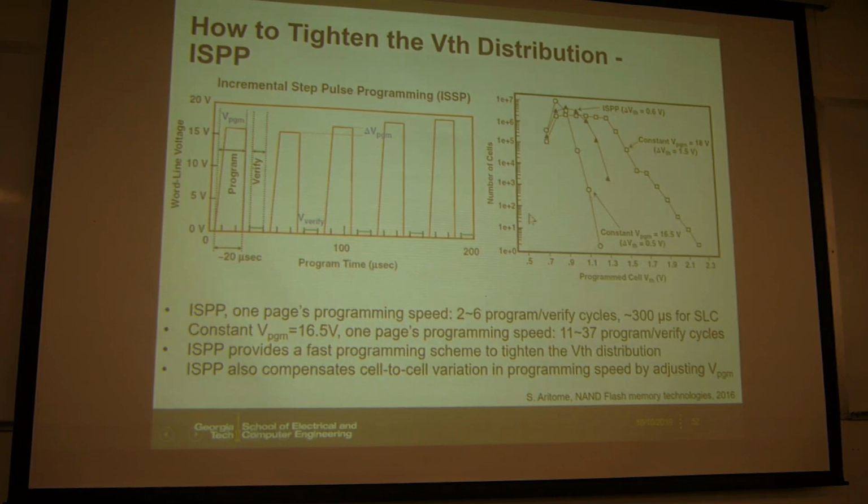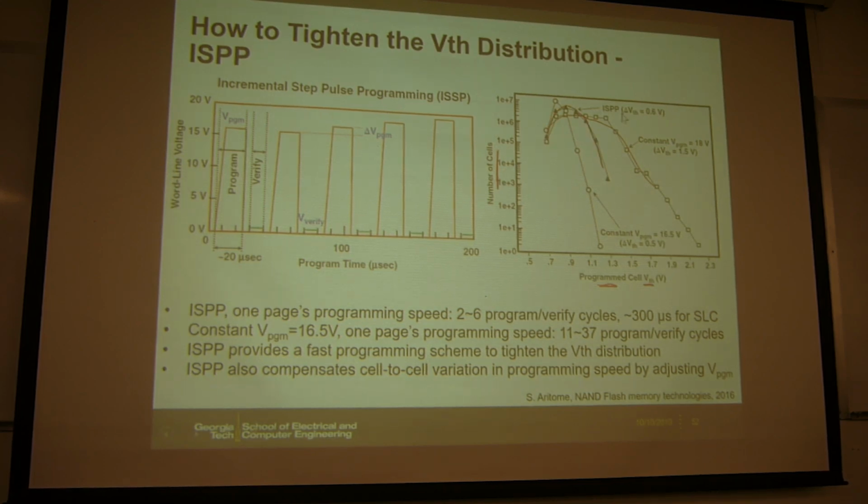If you do this, you can tighten the distribution. And you can use a different kind of programming protocol. You don't need to really vary the pulse amplitude. You can use a constant voltage, just repeating the pulse. But if you do that, this is the distribution you get. This is the programmed VTH, and this is the percentage probability. If you use a constant pulse of 18 volts, you get this kind of distribution across the array. And if you use ISPP, you get this distribution. You can tighten the distribution.